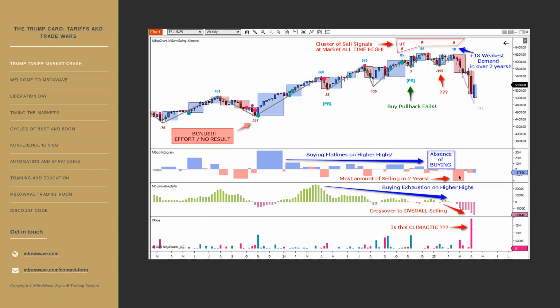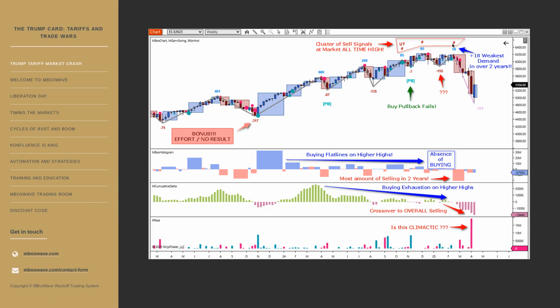So we've had the most amount of selling. What we're getting, look at this, is a cluster of sell signals at market all-time high. We got the upthrust with the stooges of stooges and then another stooges. And so this is beginning to transition and tip the analysis to be bearish. We had a pullback here, a buy, and a buy here, and then we had all these sell signals here, right?